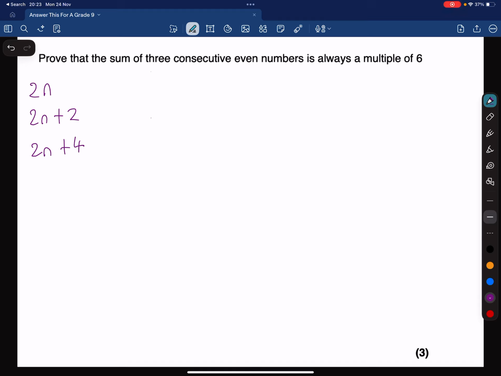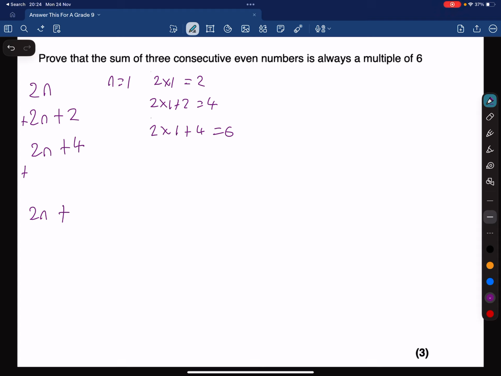So the reason this works is, say we have n is equal to 1, you would have 2 times 1, which is equal to 2, 2 times 1 plus 2, which is equal to 4, 2 times 1, sorry, plus 4, which is equal to 6. And they are consecutive. So prove that the sum of them is a multiple of 6. So that means we've got to add these up.